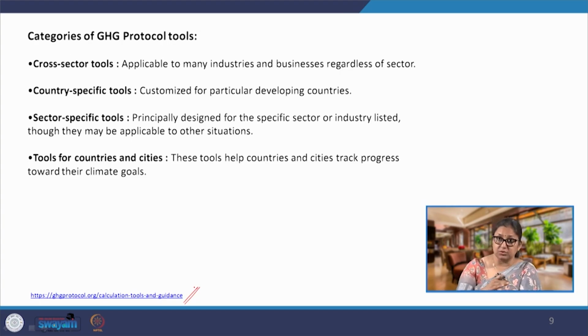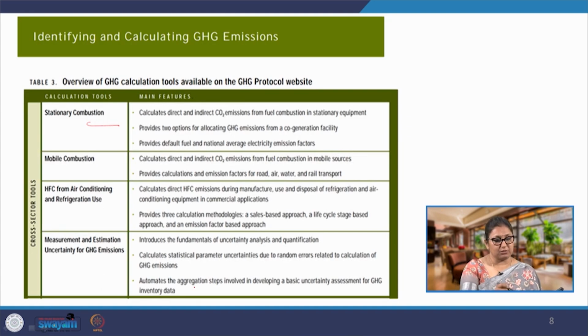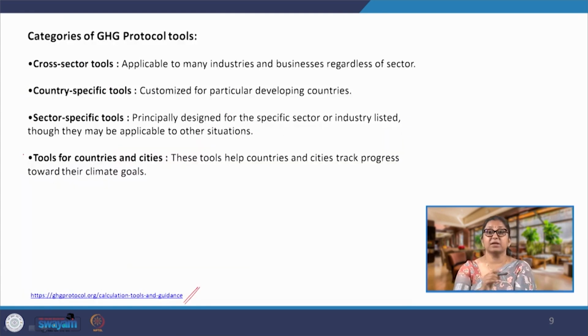Now, for these tools, the categories of calculation and the emissions remain the same, but depending upon the scale and applicability, the tools may be categorized into these 4 categories. One is the cross sector tool. They can be used by different sectors regardless of the business that they are offering. So, these are generic tools. One of such tools I am going to show in the lecture later today.